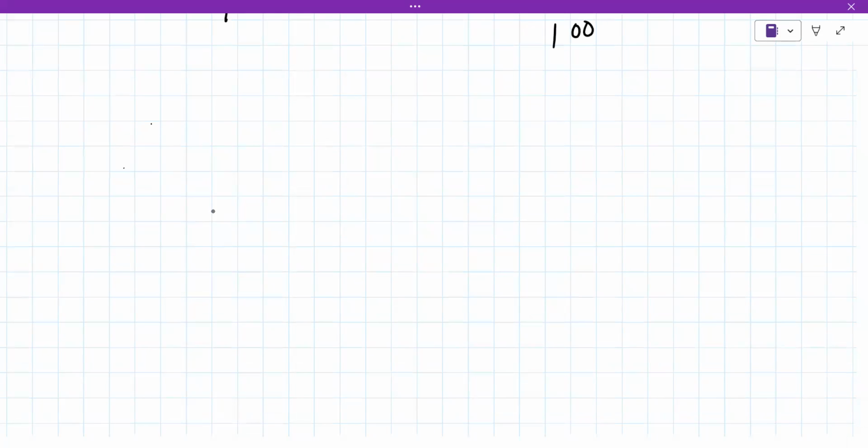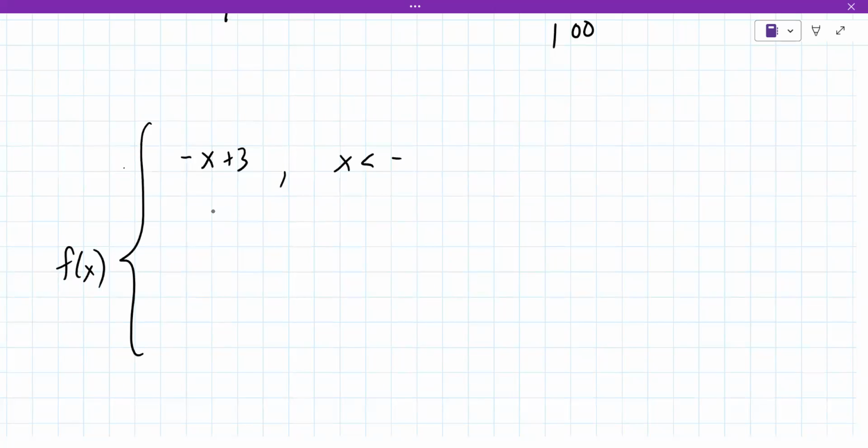Let's do this. Let's say I give you something like this. This is f of x, and I say it's -x + 3 for x less than -2, and it's 4 for -2 less than or equal to x less than or equal to 1, and then x + 3 for x greater than or equal to 1.